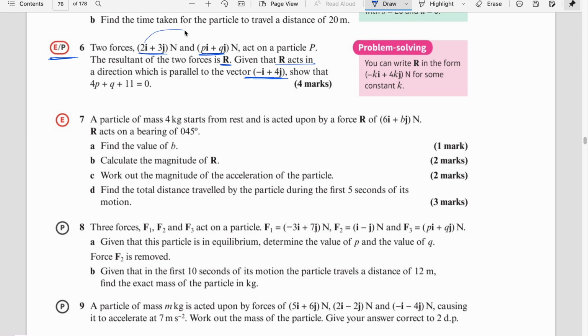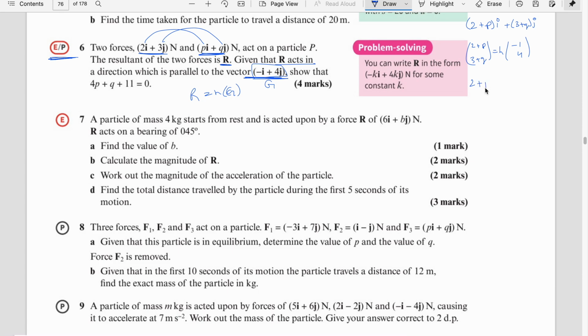So for the resultant, we first just add them. That is (2 plus p) i and (3 plus q) j. It is parallel to minus 1, 4. So we'll do the same thing. R is h times this parallel vector. Let me name it again, g. So 2 plus p and 3 plus q for R is equal to h times g, which is minus 1, 4. And I'm solving these equations to find the resultant.